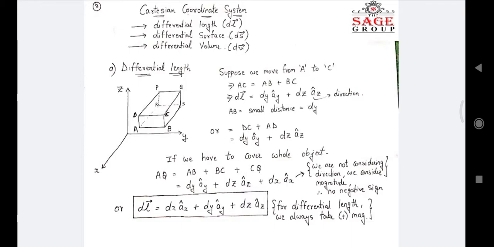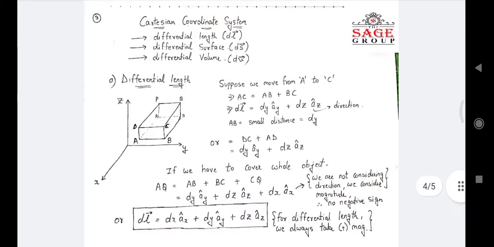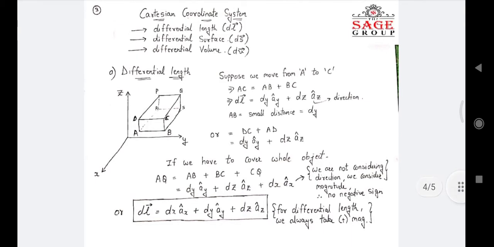Now suppose we want to move from A to C in this differential length object. We have two paths. One is from A to B and then B to C. This is our first path, so we can write the differential length. When we move from A to B, we are moving in the direction of the y-axis. So what can we write? AB is dy ay.